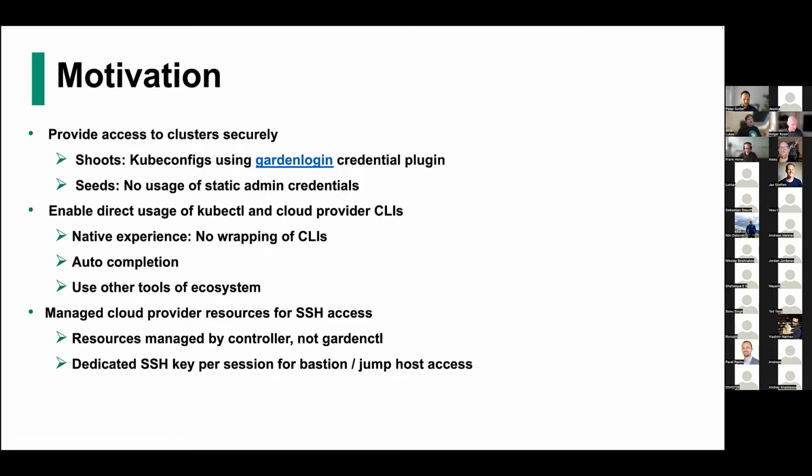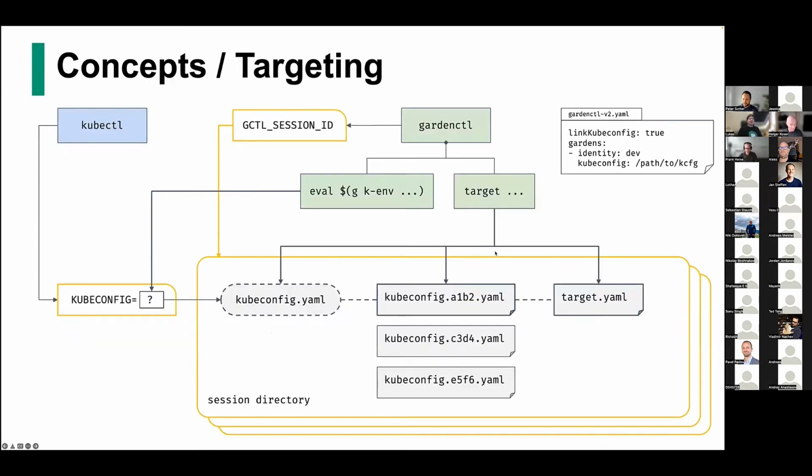And we also now have managed cloud provider resources for SSH access. This means that the cloud provider resources required for the SSH access are no longer controlled by Gardenctl, but there's a controller running that takes care of creating and deleting them. This prevents resource leakage. And we also now have dedicated SSH keys per session for the Bastion host access. So now I hand over to Holger for the concepts.